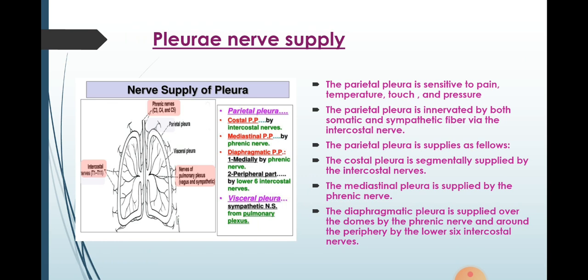Pleural nerve supply. The parietal pleura is sensitive to pain, temperature, touch, and pressure. The parietal pleura is innervated by both somatic and sympathetic fibers via the intercostal nerve. The parietal pleura is supplied as follows. The costal pleura is segmentally supplied by the intercostal nerves. The mediastinal pleura is supplied by the phrenic nerve. The diaphragmatic pleura is supplied over the domes by the phrenic nerve and around the periphery by the lower 6 intercostal nerves.